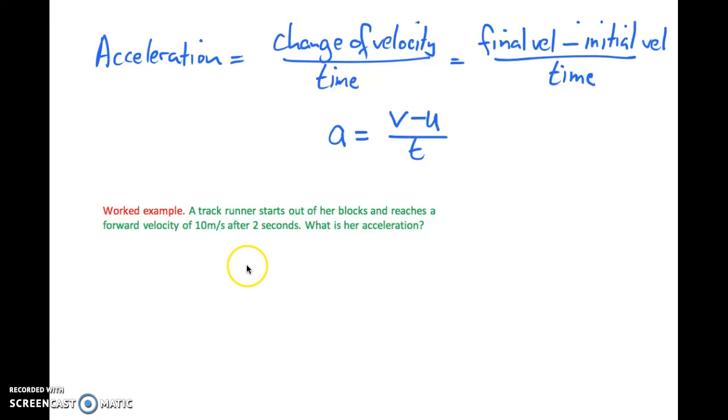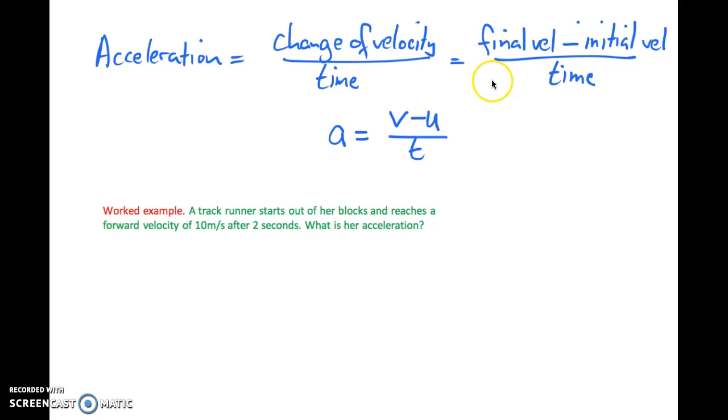Okay, I'm going to show you how to solve a problem in which you're asked to calculate acceleration. Let's have a look at what acceleration is first. Acceleration basically is how quickly speed changes. Now, if you put that in a formula, acceleration is the change in velocity in a given time. So how much the velocity has changed per second.